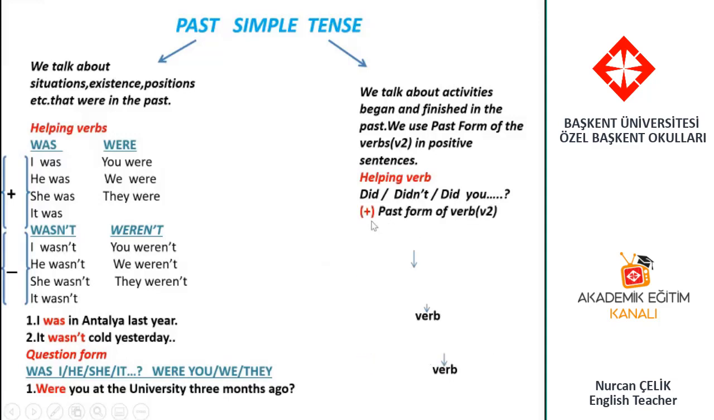The past form of verb, verb 2, we use it in positive sentences, like I played football. Played, with ed. This is the verb 2 form of play. It didn't rain last night. This is a negative sentence. We use didn't and rain, no ed. Didn't rain. Still in past tense, but it's a negative sentence.